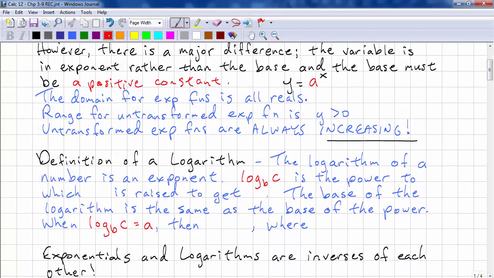Now, definition of a logarithm. The logarithm of a number is an exponent. Log base b of c is the power to which b is raised to get c. The base of the logarithm is the same as the base of the power. So when we have log b of c equals a, this means c equals b to the power of a, where b and c are greater than 0, and b does not equal 1.